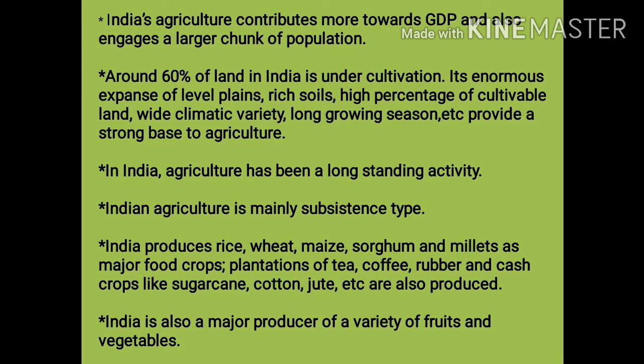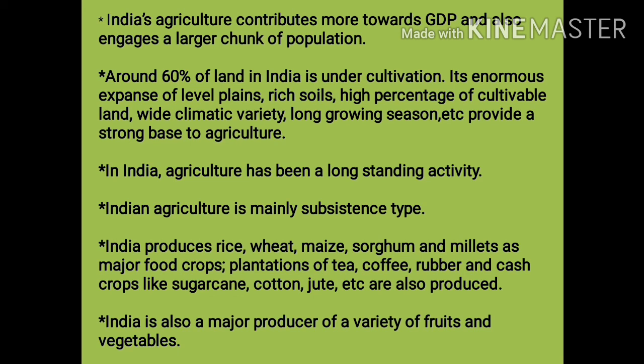India produces rice, wheat, maize, sorghum, that is jowar, and millets, that is bajra, as major food crops. Plantations of tea. What is a plantation? Plantation means only one type of crop is grown in a particular estate or in a particular place. That is called the plantation. Like we have the coffee plantation, tea plantation, or rubber plantation.